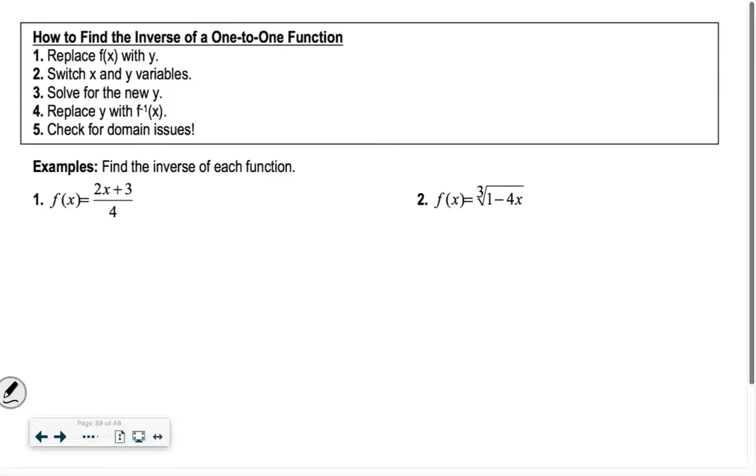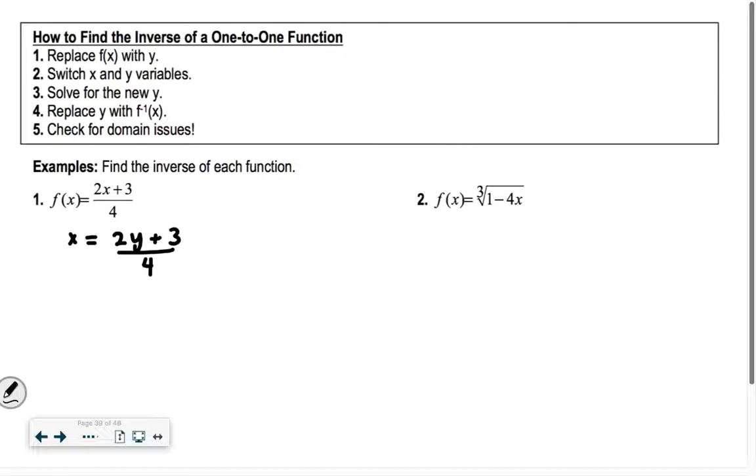So it says how to find the inverse of a 1-to-1 function. Okay, so for number 1, we're going to find the inverse of the function. So we're going to switch our x and y's. That's our first step. So f of x was y. So I switch it and I make it an x. And my x value I make a y.